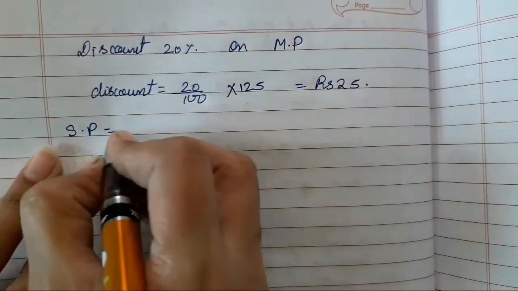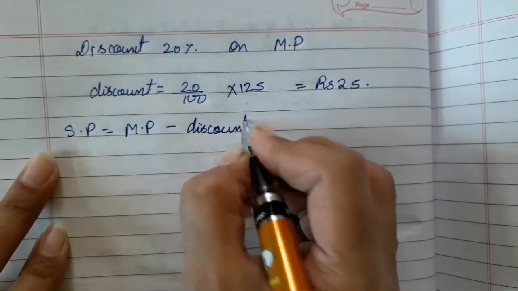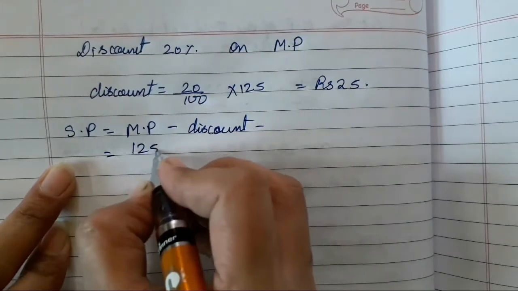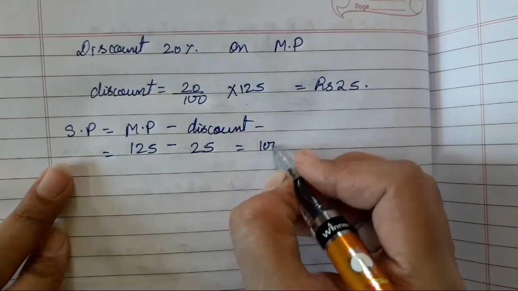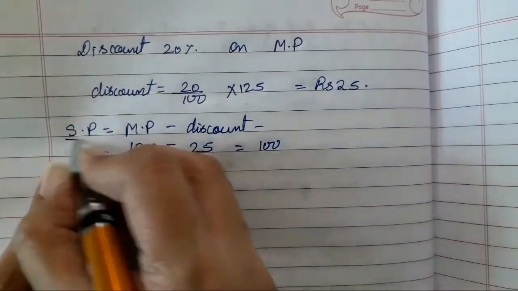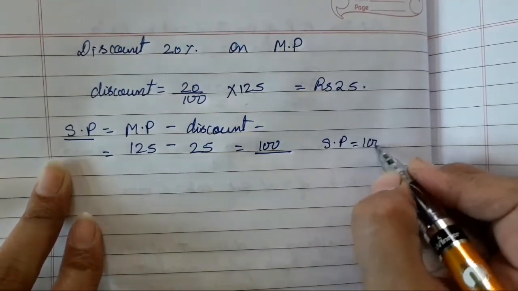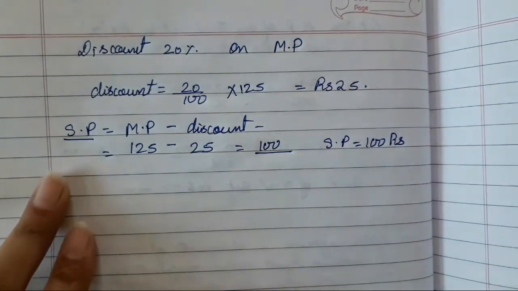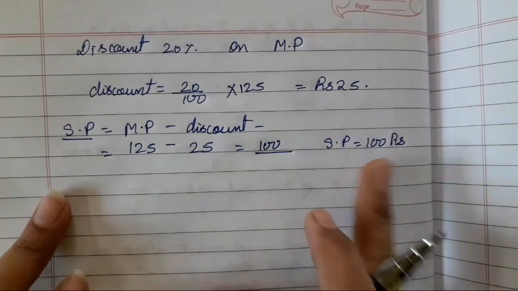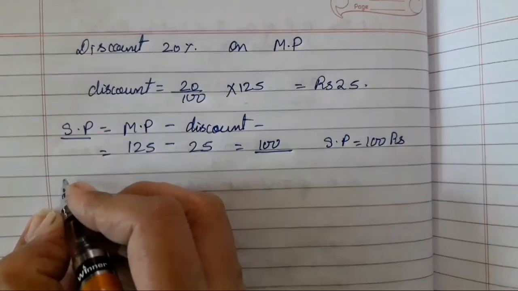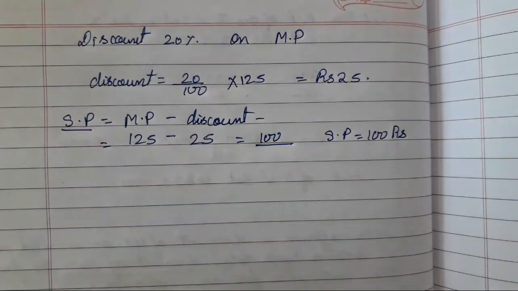So selling price is equal to marked price minus discount. So MP was 125 minus discount was how much? 25. So the answer is going to be, SP is going to be how much? 100 rupees. Write it down. SP is equal to 100 rupees or rupees 100. It's one and the same. Okay. So after doing this, you have almost got the answer, children. So the decided price and the selling price is the same.